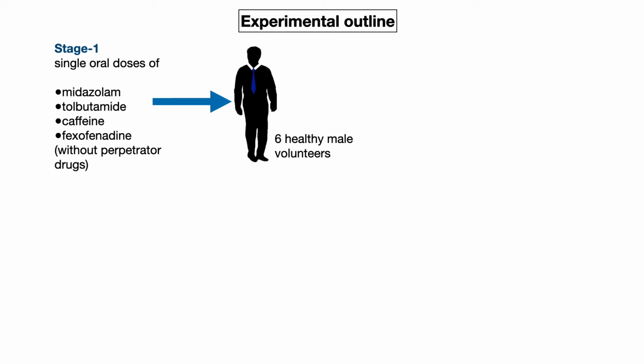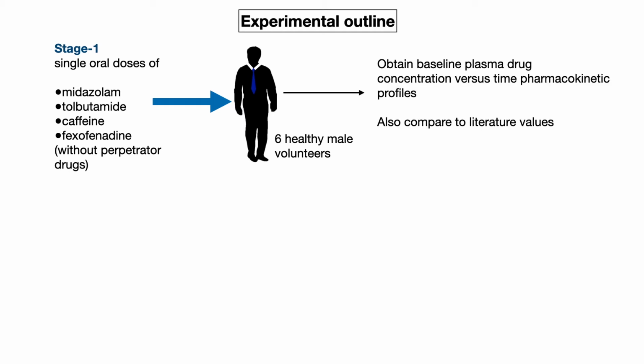What was the experimental outline? It was a 2-stage study. In stage 1, 6 healthy male volunteers were given single doses of midazolam, tolbutamide, caffeine, and flexophenidine. These were by themselves without any perpetrator drugs. The purpose was to obtain baseline plasma drug concentration versus time pharmacokinetic profiles. We wanted to look at the pharmacokinetics of those drugs by themselves.